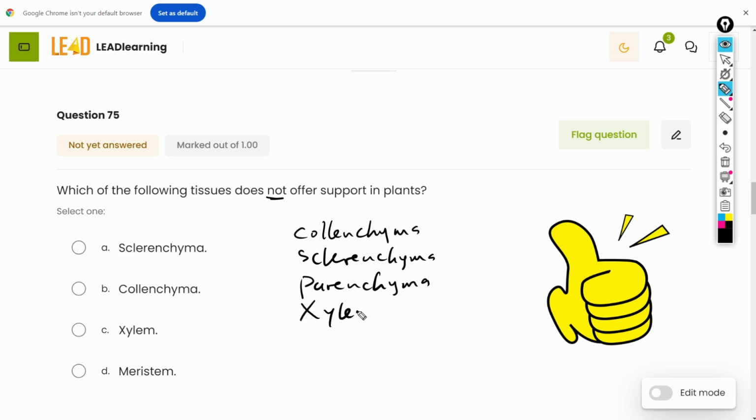So let's look at the options. We'll look at an option that is not among the 4 supporting tissues in plants. Sclerenchyma is a supporting tissue, collenchyma is a supporting tissue, xylem is a supporting tissue. So the meristem is not a supporting tissue. So our answer is the option D.